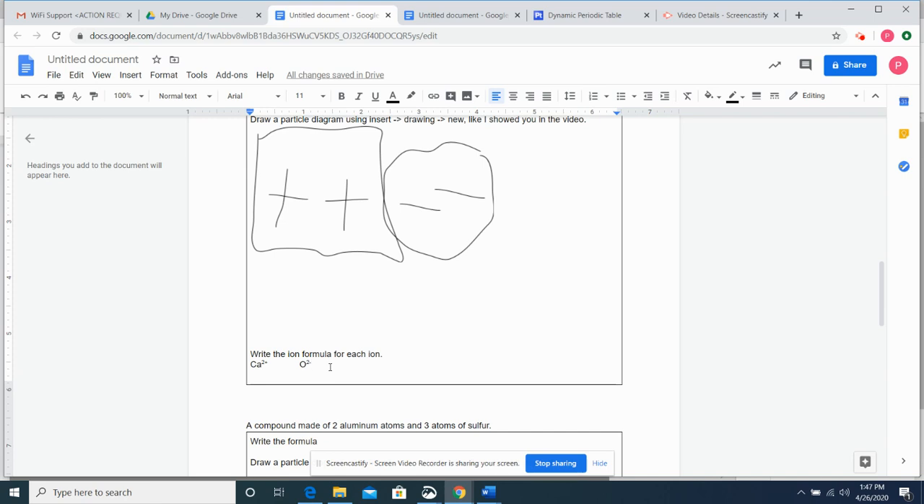So you need to go through those steps for each problem that you're going to be doing on your assignment today.